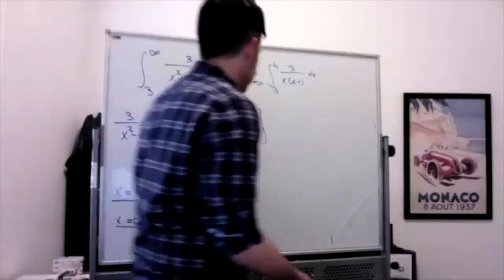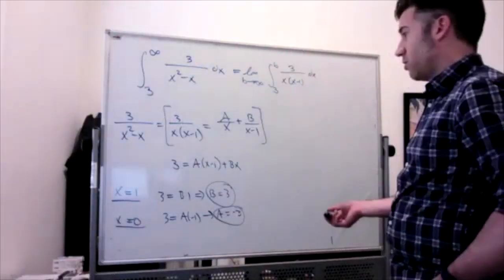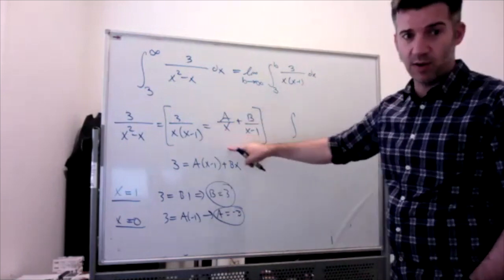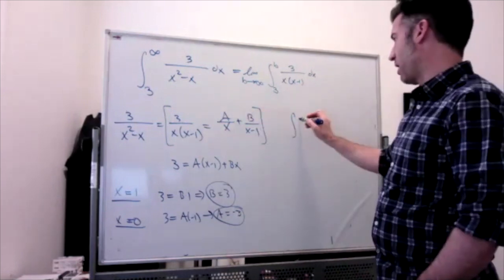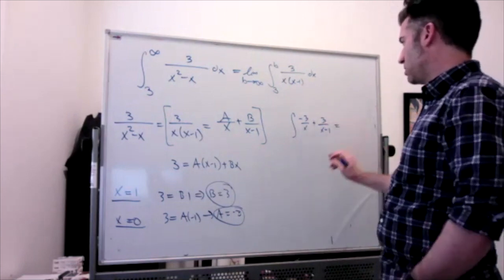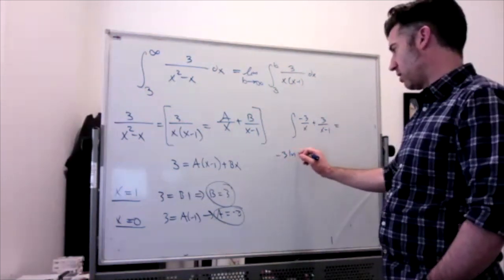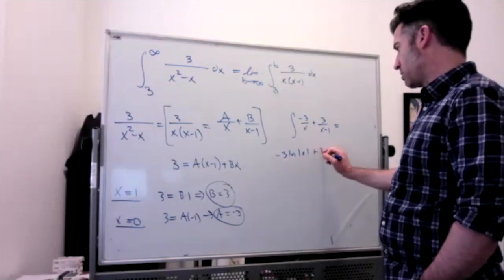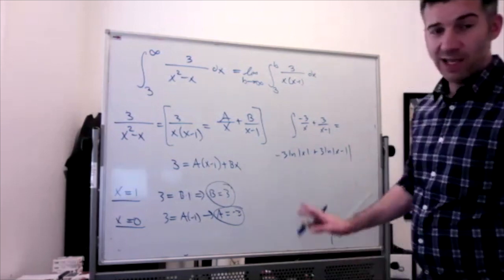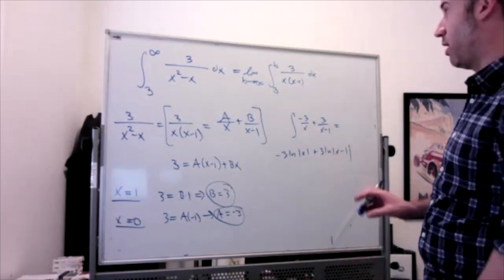So then we know that we're going to be integrating, instead of 3 over x times x minus 1, negative 3 over x plus 3 over x minus 1, which is equal to negative 3 natural log of absolute value of x plus 3 natural log of absolute value of x minus 1. Any questions about this before we move on?